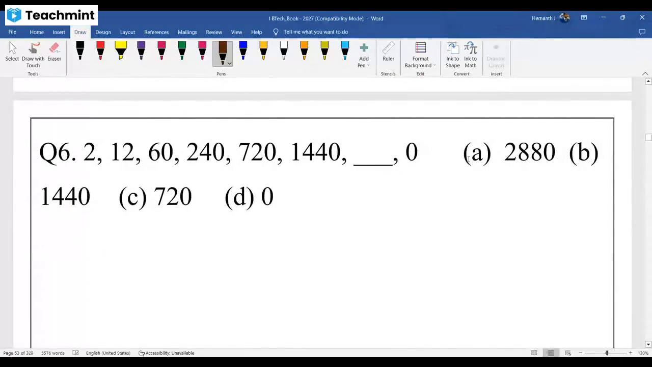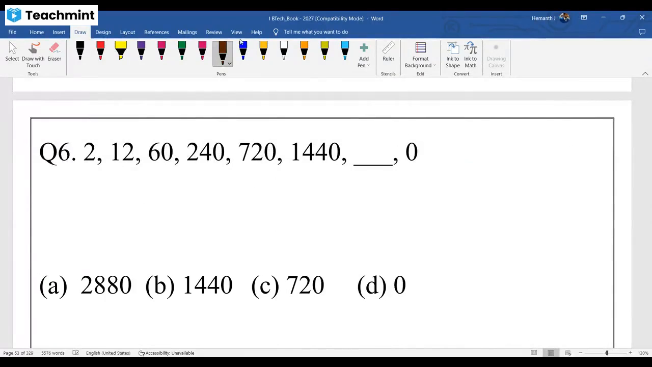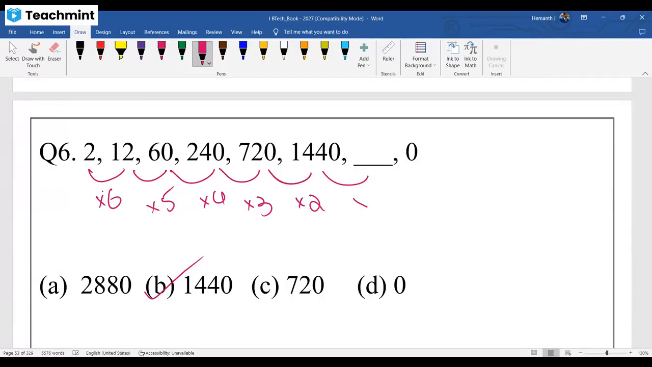Now see the sixth question. Sixth question, please. So what's the answer for this? Option B. This is simple. Multiplied by 6, multiplied by 5, multiply with 4, multiply with 3, multiply by 2, multiply by 1, then multiply by 0. This question was also given in the GATE exam.